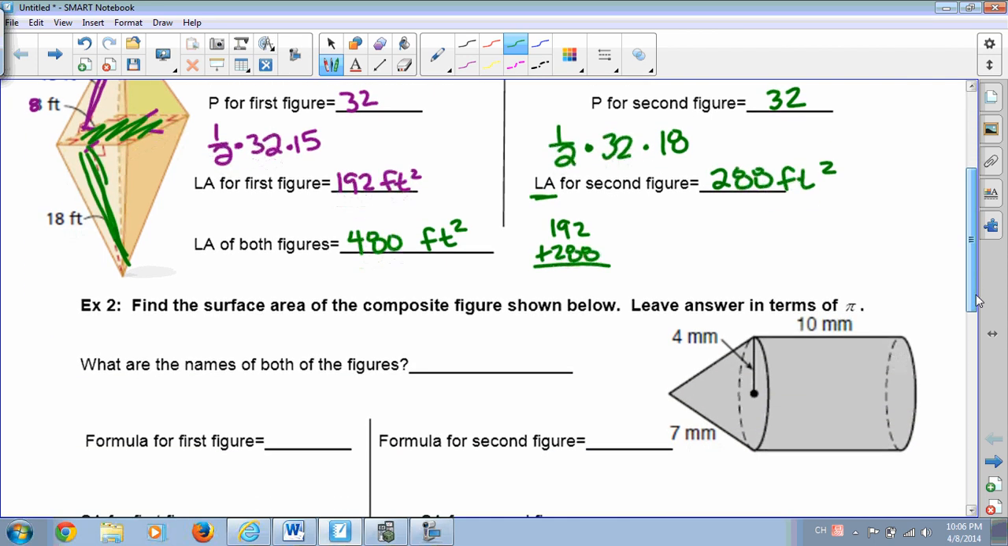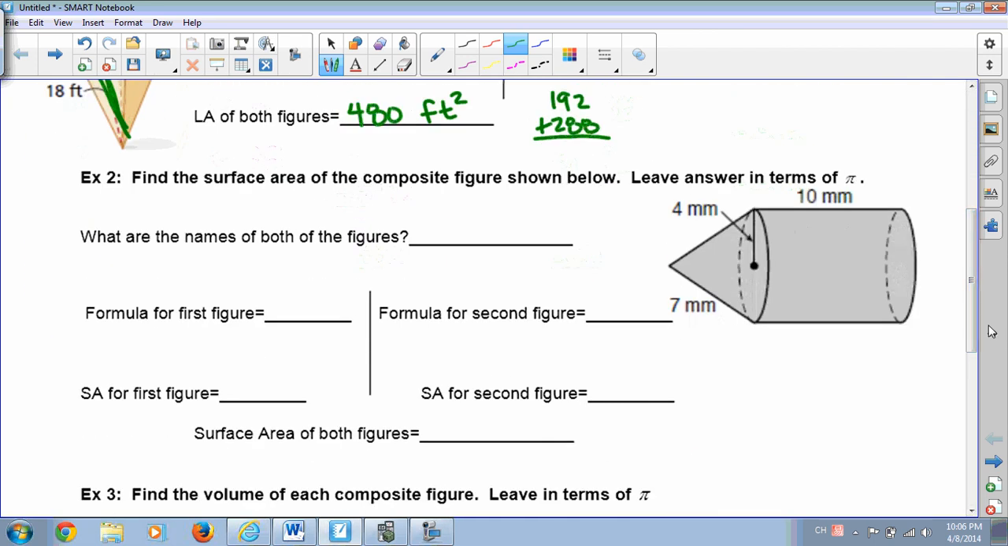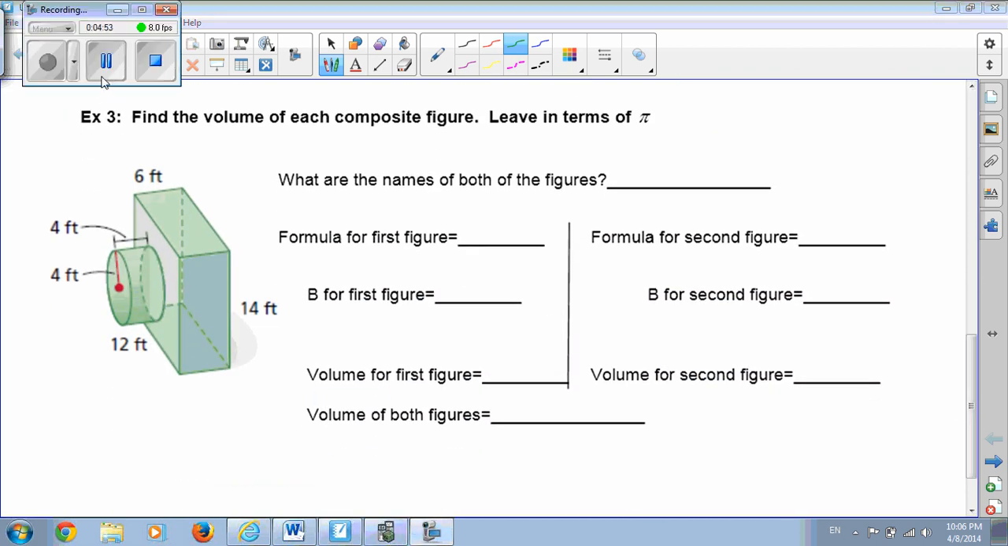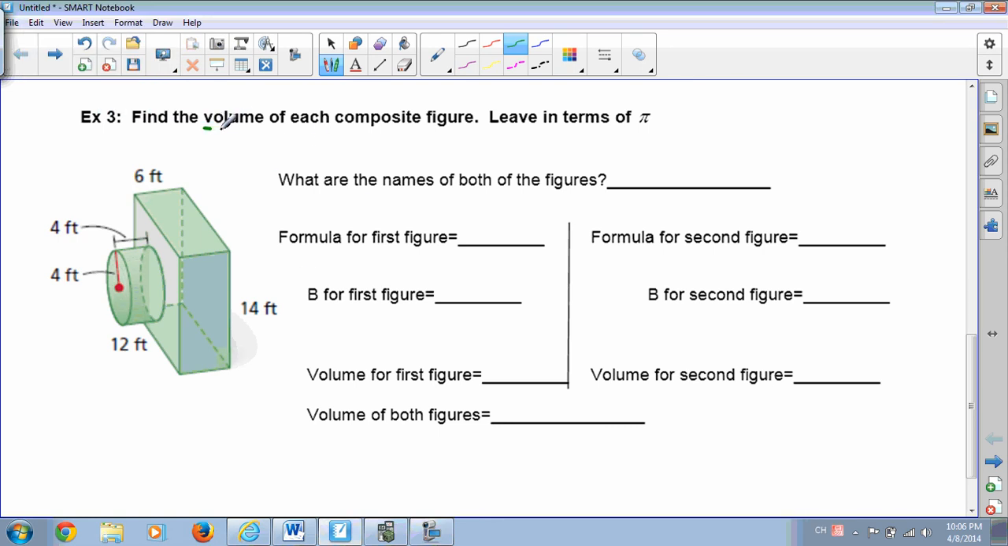Okay, example 2, we're going to go ahead and save for class. So let's go ahead and move on to example number 3. Okay, example number 3 is asking us to find the volume of the composite figure. Okay, so not doing surface area anymore.